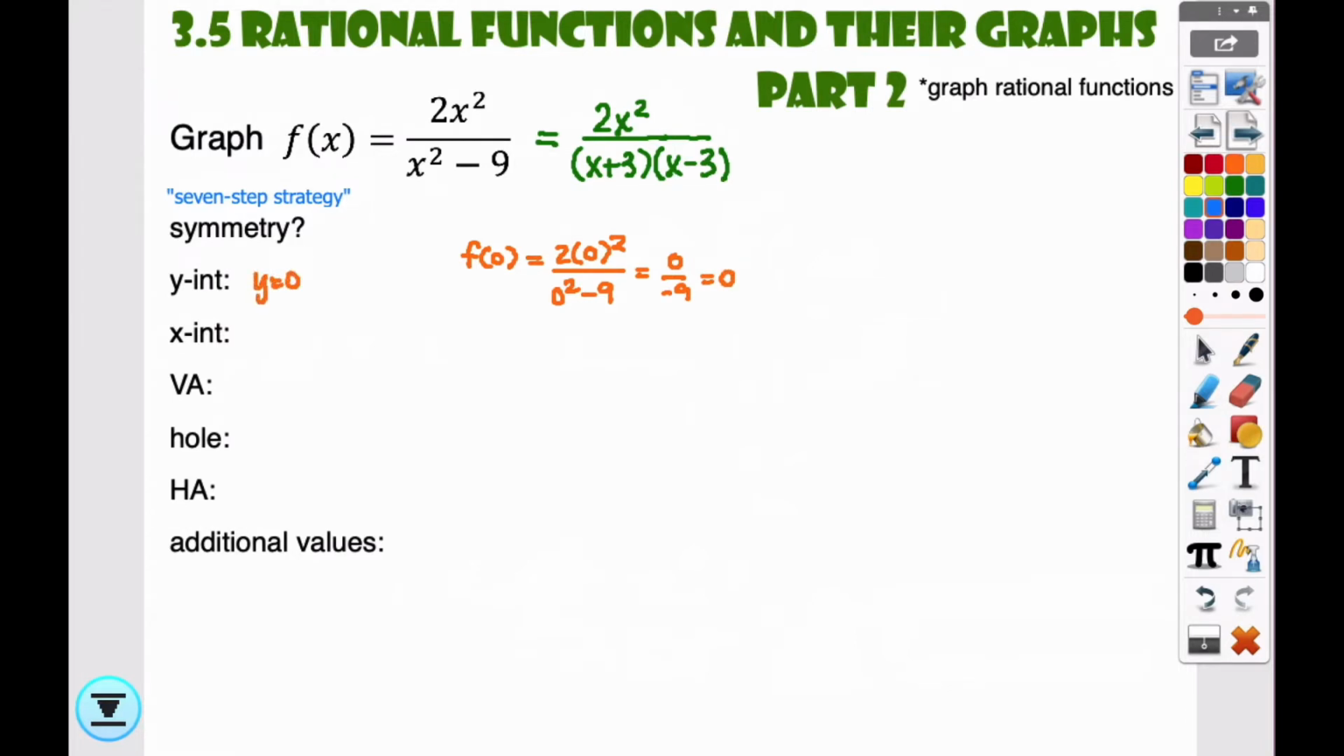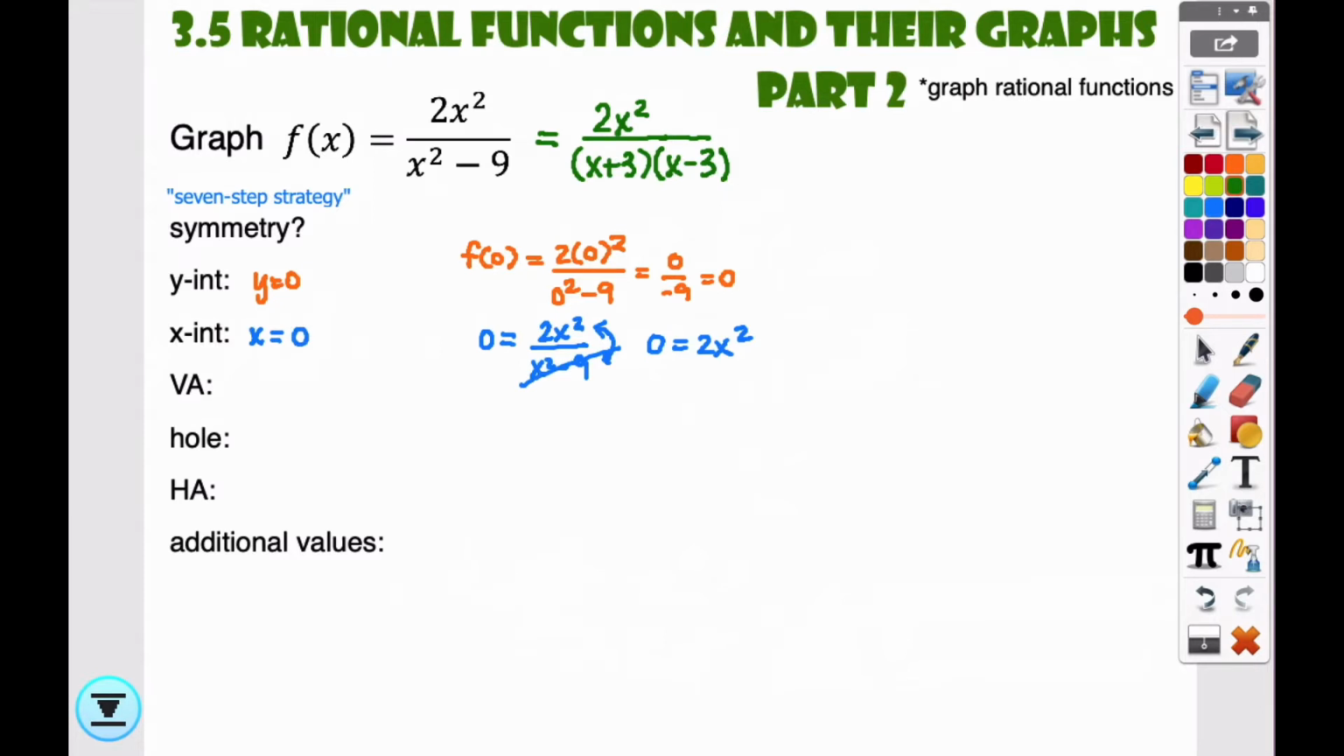And then for the x-intercept, that happens when the y value is 0. So we set the entire function equal to 0. The only way that a fraction is going to be equal to 0 is if the top is equal to 0. In other words, I can multiply both sides by x squared minus 9. And really I'm just looking for where 2x squared, just where the numerator equals 0. Divide by 2, take a square root, we still just get 0.